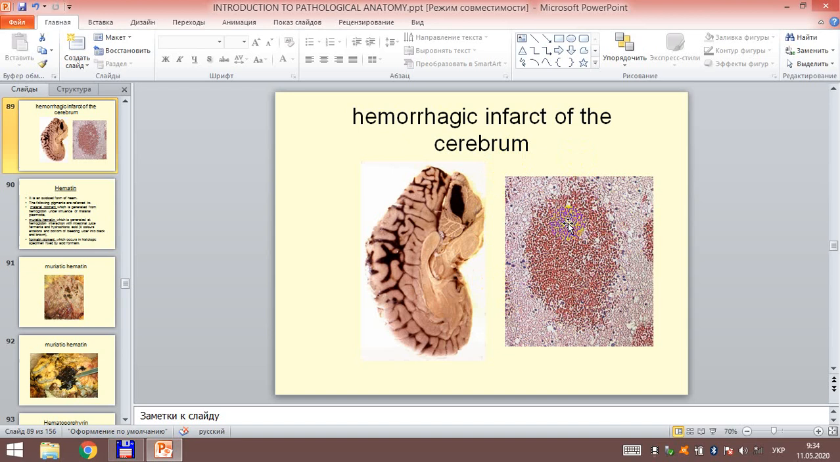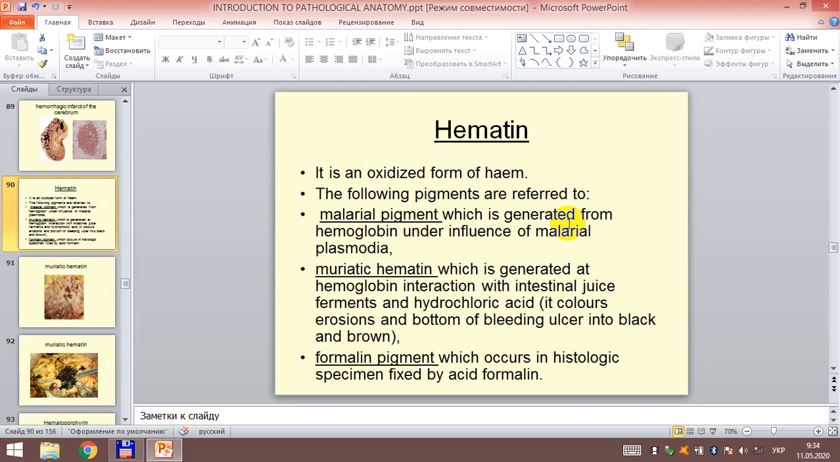Hematin is an oxidized form of heme. The following pigments are referred to: malarial pigment, which is generated from hemoglobin under the influence of malarial plasmodia; muriatic hematin, which is generated at hemoglobin interaction with intestinal juice ferments and hydrochloric acid; it colors erosions and the bottom of a bleeding ulcer black and brown; and formalin pigment, which occurs in histologic specimens fixed by acid formalin.